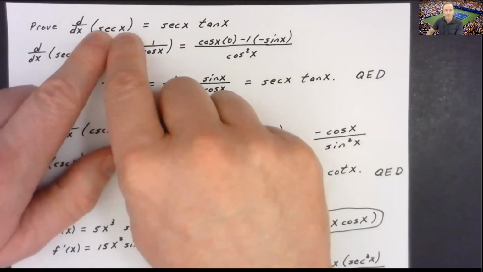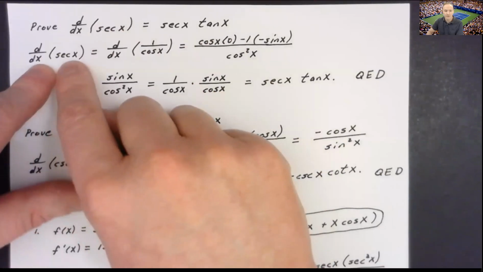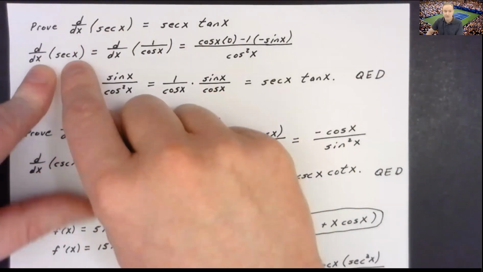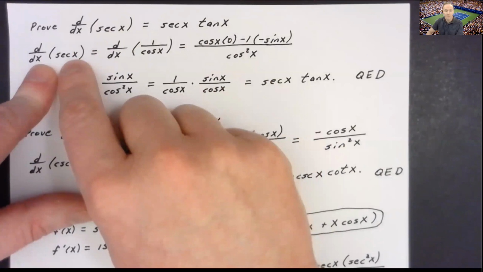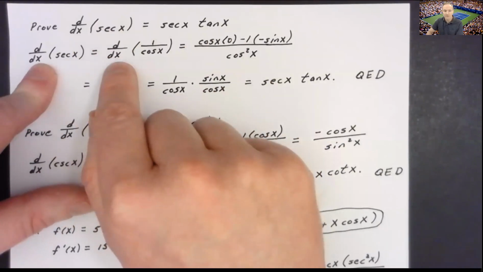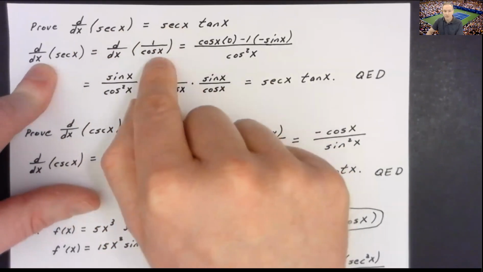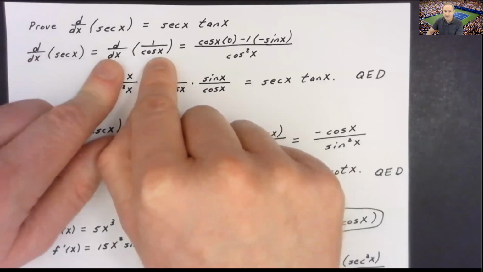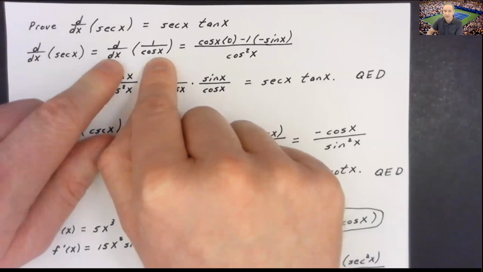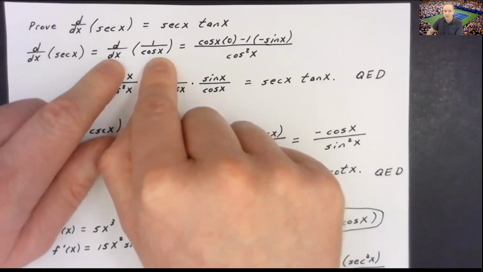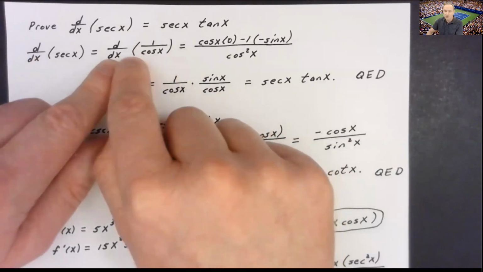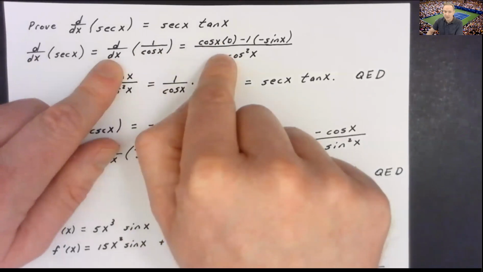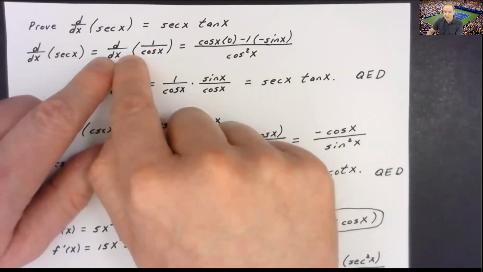So I can say, okay, if I'm trying to show the derivative of the secant of x, I know secant's the same thing as the reciprocal of the cosine. So I can say, well, let's take the derivative of 1 over cosine x. Now, please remember with this d/dx notation, that's an operator saying you need to take the derivative with respect to x. Once you start using the quotient rule to take the derivative, that d/dx disappears.